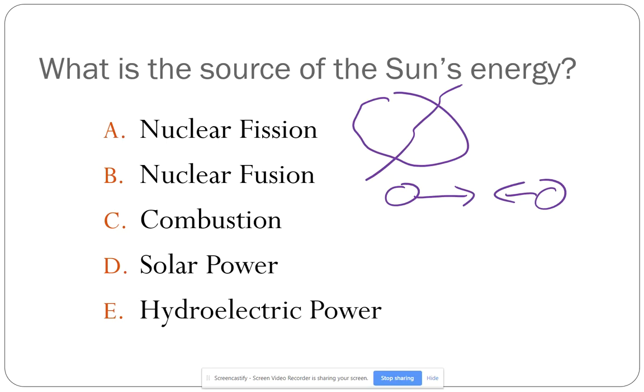Okay, the bottom two are laughably ridiculous. I put those in because I like to think I'm funny. Okay, so of those top three, let's forget the two funny ones. What is the source of the sun's energy?